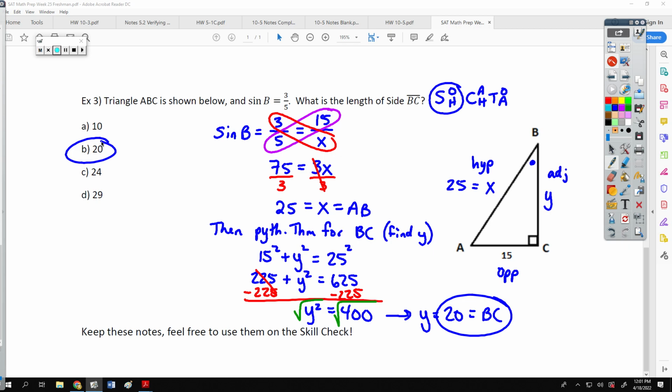So we have to use the trig value they gave us to set up a proportion to find a missing side. And if that's not the missing side that we needed, we then have to realize that in every right triangle, we can use Pythagorean theorem to find a missing side if we already know 2 of the 3 sides.